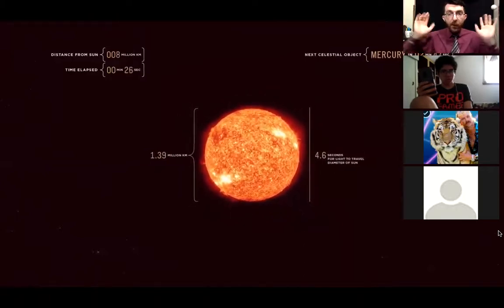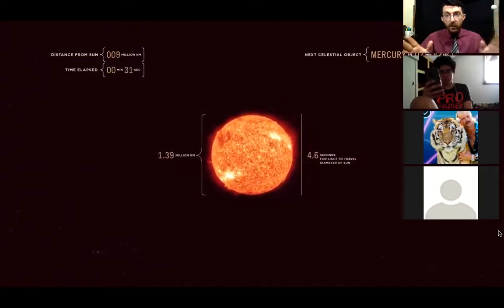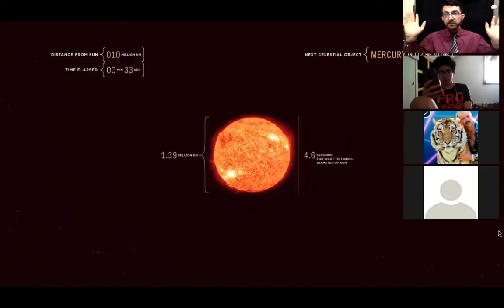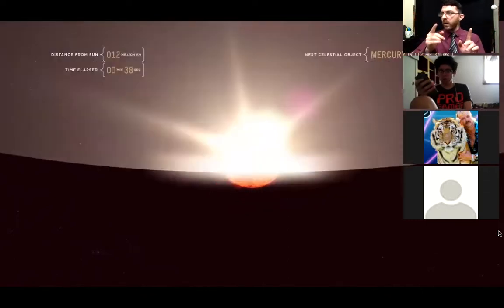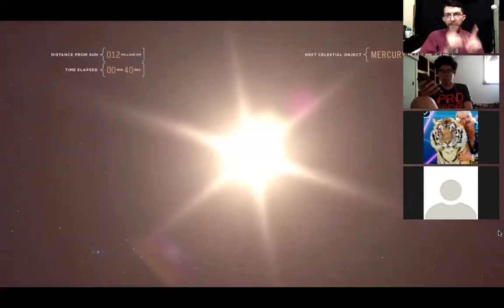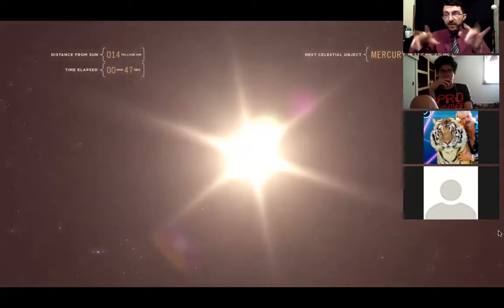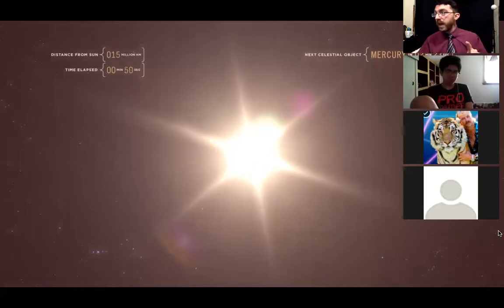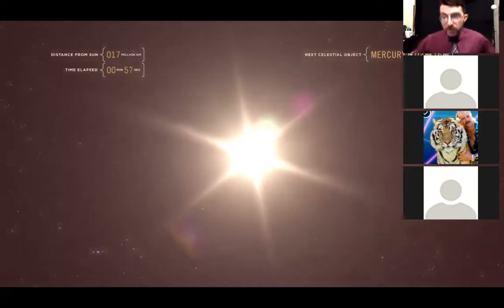So we got the sun here. The sun is 99% of the mass of the solar system. It's absolutely huge. By the way, depending on where we are in the screen, in the top right corner, it says next celestial object, and then it says its name. If the faces and stuff are in the way, you can just move that out of the way, because you'll see that it says Mercury is coming up in a little over 2 minutes. So that means we've got about 2 minutes to talk about the sun.